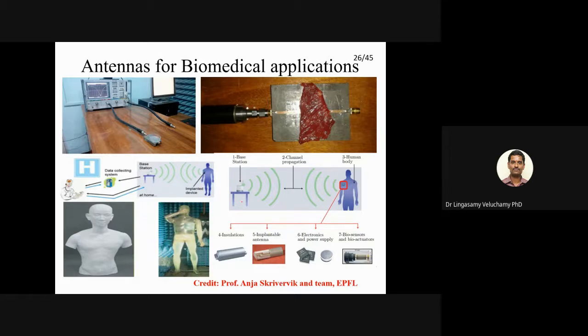So this is the kind of antennas they design. How do you test it? They test using equivalent tissues. For example, it can be tissue of a pig or any other animals. They take proper permission, and then they test it. So this is how it works.